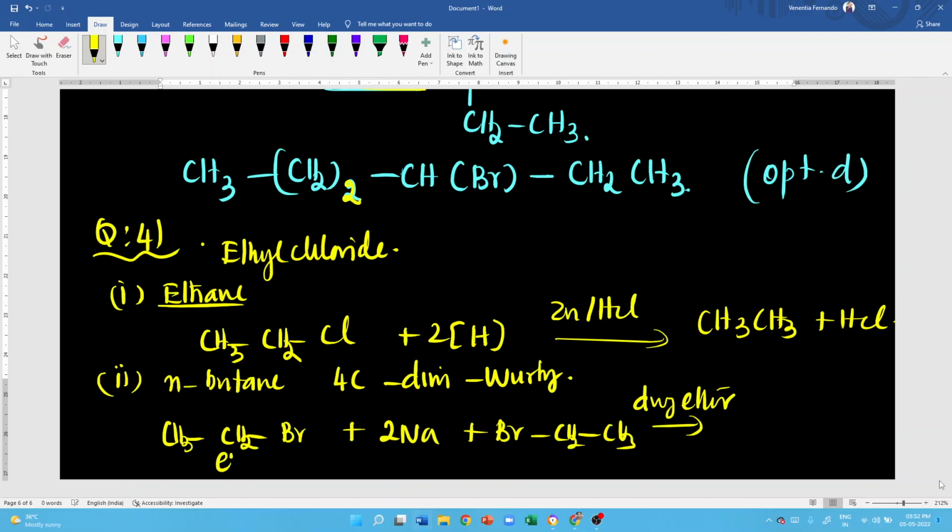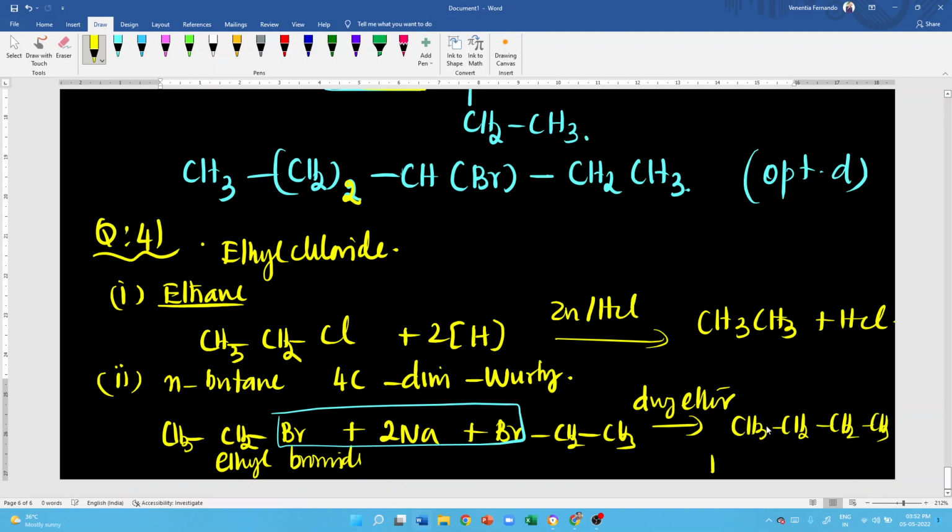This is ethyl bromide. So box out Br and Na. The answer is we have to join these two: CH3, CH2, CH2, CH3 plus 2NaBr. This is n-butane. N stands for straight line. All four carbons are arranged in a normal way, a straight chain. So this is the answer, n-butane.